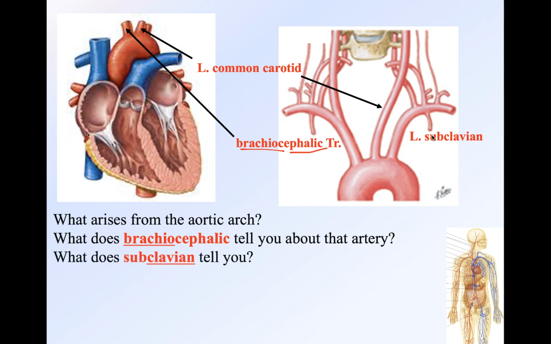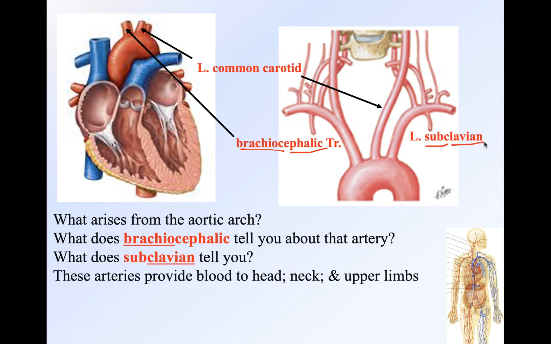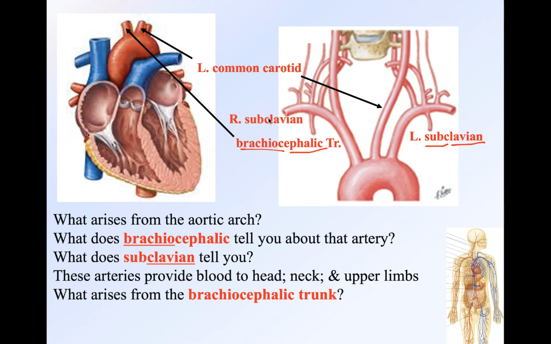Okay, what does subclavian tell you? Sub tells you that it's going under something. Well, clavian refers to the clavicle. And so the subclavian is, in fact, going to dive under the clavicle as it passes along. And so these are the arteries that are providing blood to your head, your neck, and your upper limbs. Okay, and so as we look at the brachiocephalic trunk, we see, well, here's the right subclavian. And then, not surprisingly, here's the right common carotid. And so left common carotid coming directly off the aortic arch, right common carotid coming off of the brachiocephalic trunk.